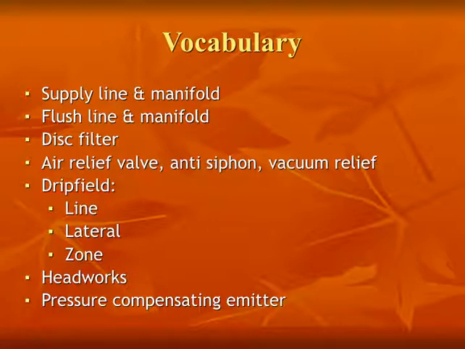There will be some additional vocabulary that may be necessary to understand. We'll be using terms like flush and supply line and manifold, disc filter, air relief valve, also known as an anti-siphon or vacuum relief valve. And in the drip field, we have three terms that we'll be using to describe various components like drip line, the lateral, and zone. Headworks will go into a little more detail of various components that you'll find there. And we'll also be using the term pressure compensating emitter.